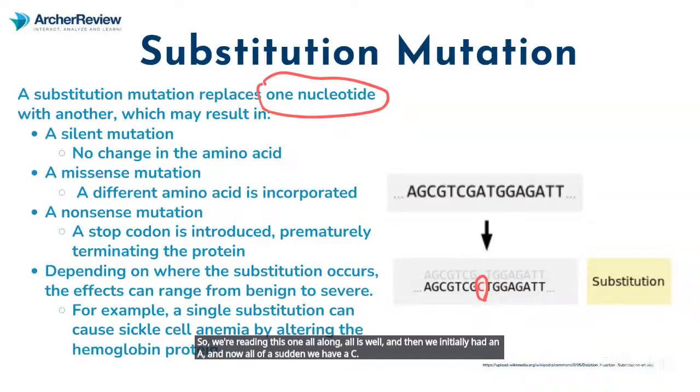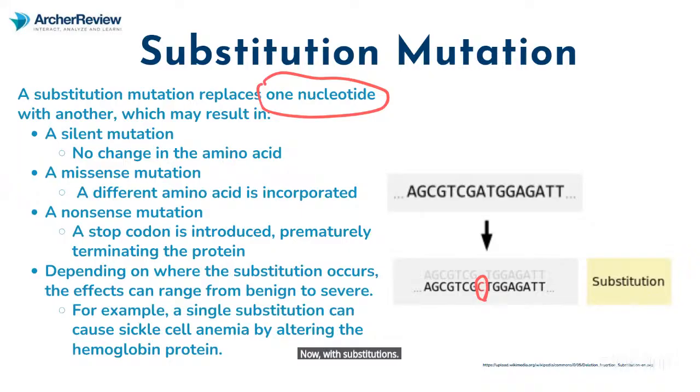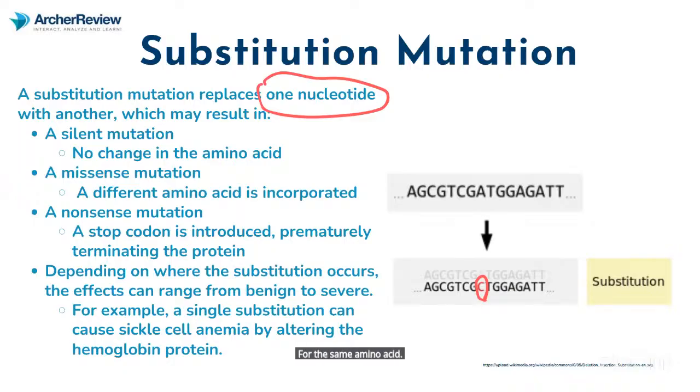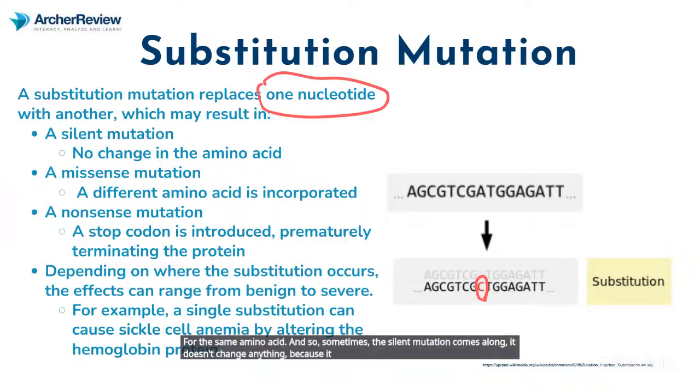Now with substitutions, they can result in 3 different types of mutations. A silent mutation where it actually doesn't change the amino acid because there are several groups of 3, codons, that stand for the same amino acid. You can kind of think of those codons as synonyms for the same amino acid. And so sometimes the silent mutation comes along, it doesn't change anything because it still codes for the same amino acid.